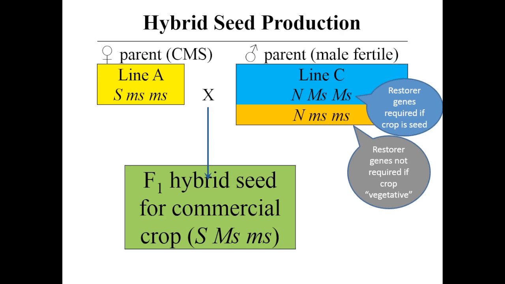Now, if you don't care about the product you get, say, for example, broccoli or cauliflower, where the economically important part is produced before there's any seed, and that's what you harvest, then you don't need to worry about restorers. And so it would just be a cross between this and this. They'd be recessive on the restorers. So that's the major difference in how CMS is used in different crops.